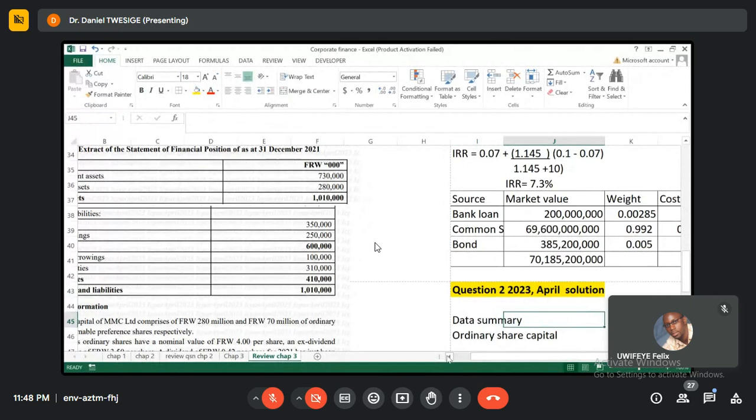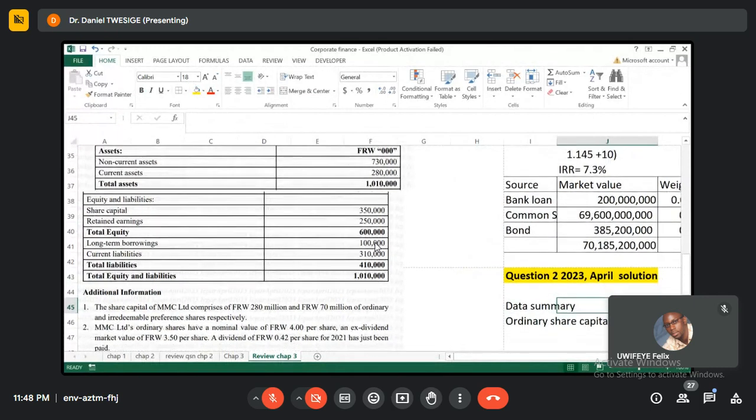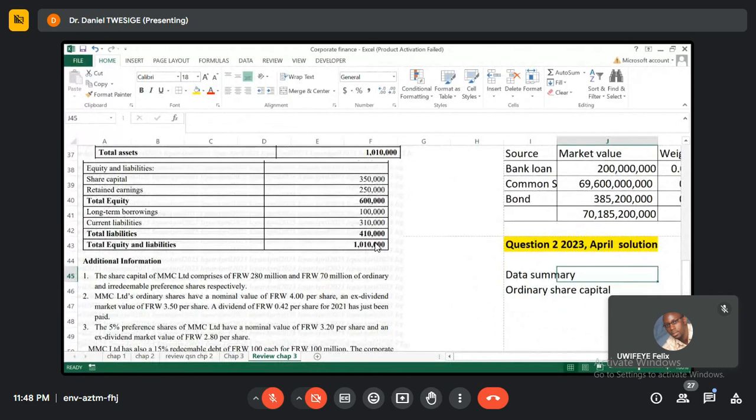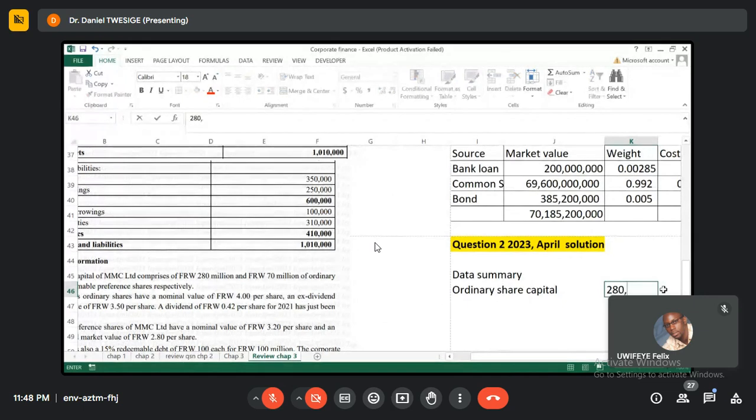So if you check our data summary, I was trying to summarize the data. For ordinary share capital, they told us 280 million is ordinary share capital. So this is 280, if I remove 3 zeros. Preference, which is irredeemable. Preference share capital is 70 million.